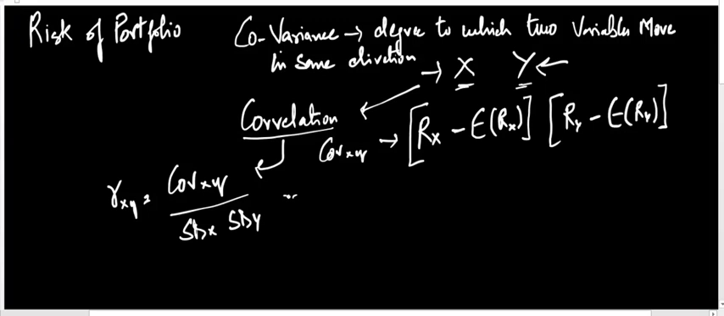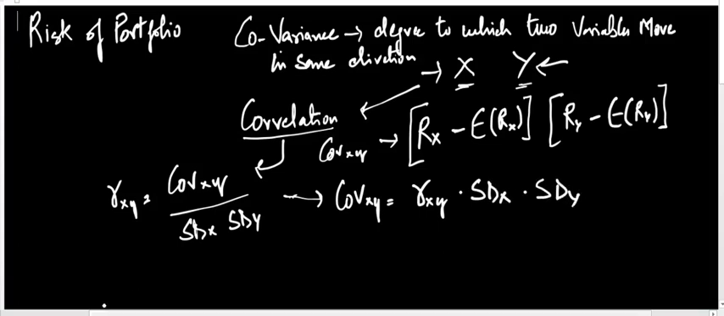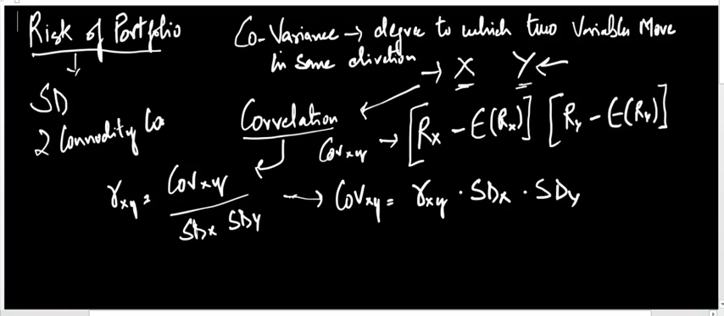So in this regard, I can say that covariance between x and y is also equal to the correlation coefficient between x and y multiplied by the standard deviation of x into standard deviation of y. Now let me calculate the risk of the portfolio. The risk of the portfolio is actually measured by the standard deviation, and I will take a two commodity case. Later on I will take it to the three commodity case in the example.